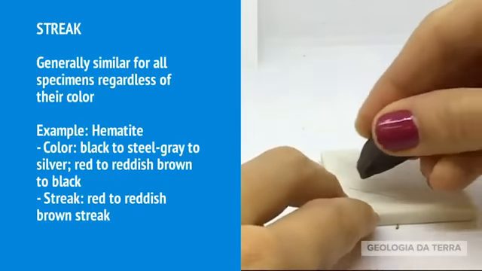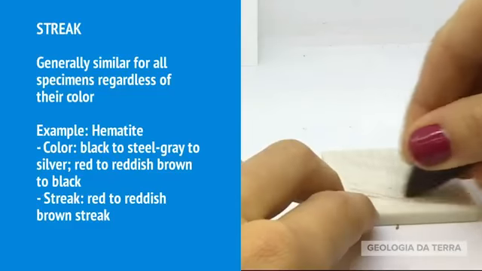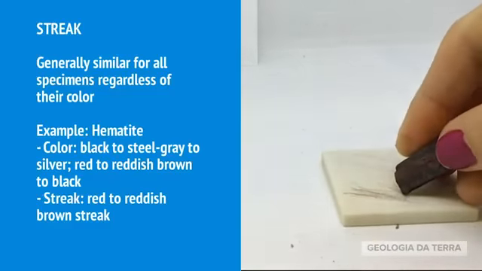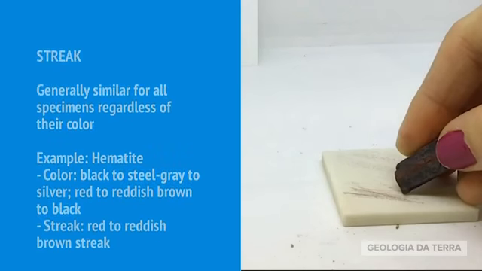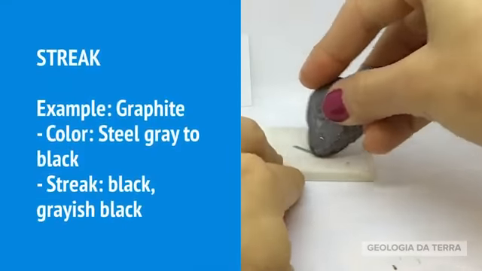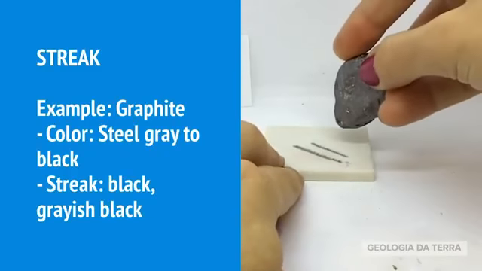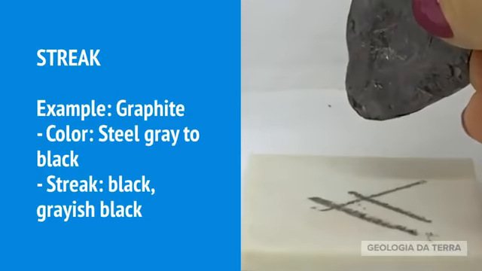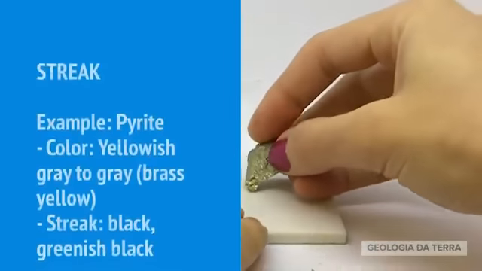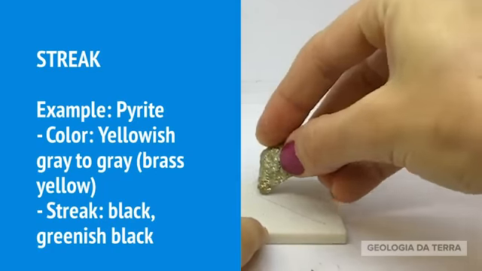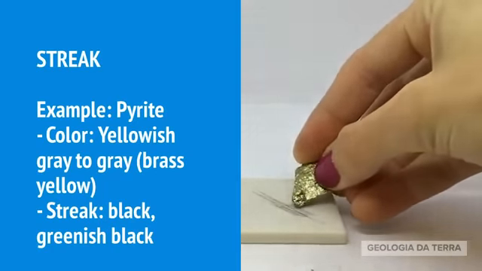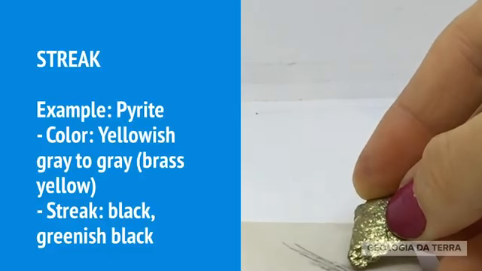For instance, hematite may have different colors, including black, steel gray, silver, and reddish brown, but its streak will always be red to reddish brown. Another example is graphite. Graphite is silver-black with a metallic to dull luster. It gives a grayish-black streak. Pyrite has a metallic luster and a yellowish-gray to gray color, usually described as brass yellow, but its streak is black with a slightly green tinge.